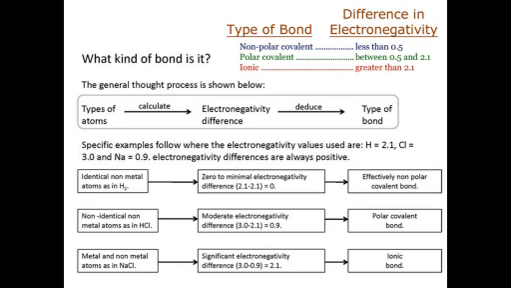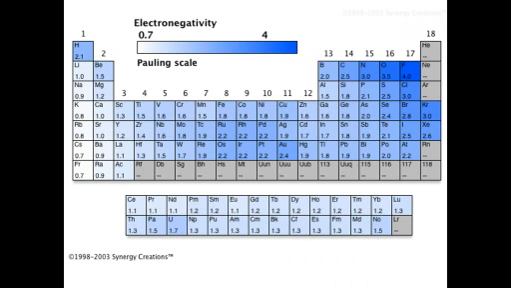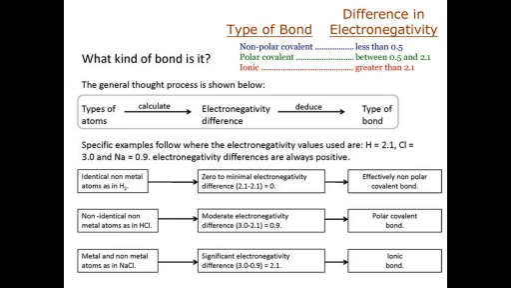So here you have hydrogen gas. Hydrogen gas has an electronegativity of 2.1, minus the other hydrogen atom, 2.1, gives you 0. If you're less than 0.5, that's a nonpolar covalent bond. So hydrogen gas is held together by a nonpolar covalent bond.